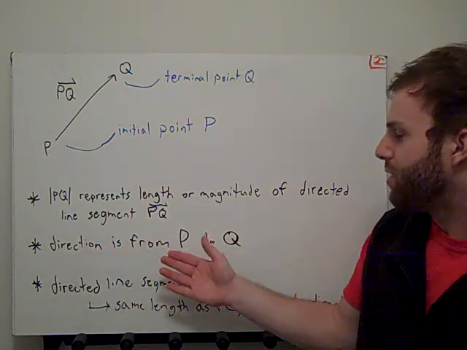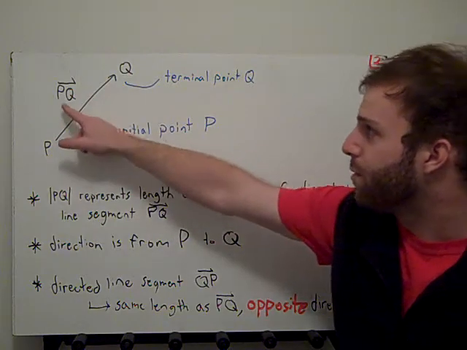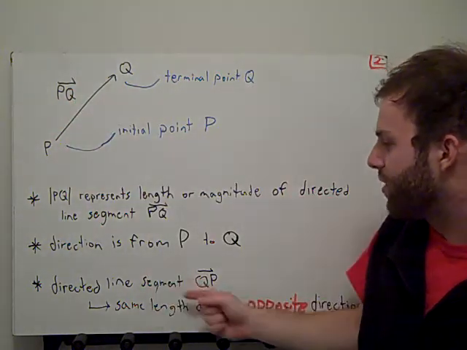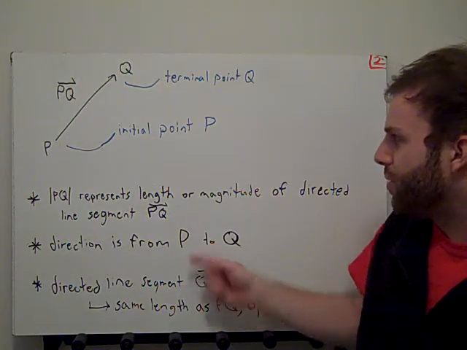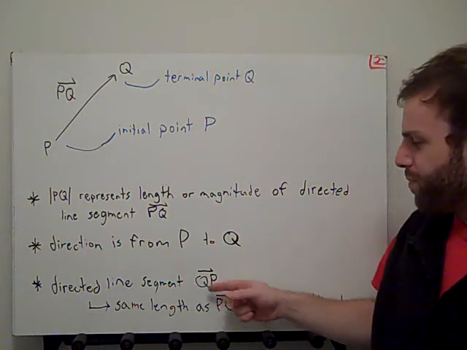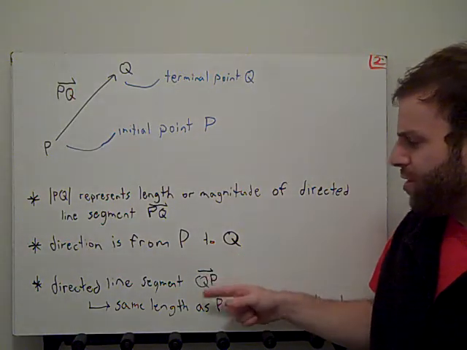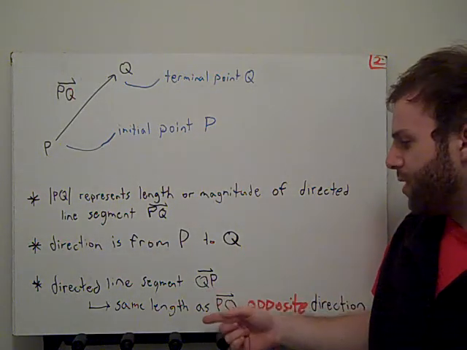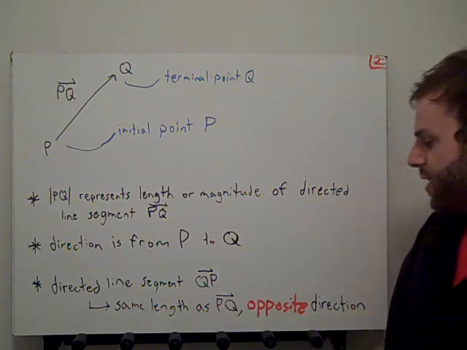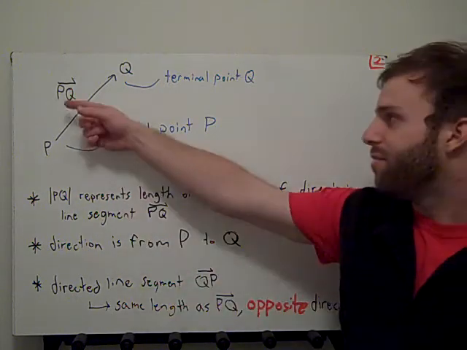And the direction is from P to Q. If you write it like that, we go from P to Q. So if you were to write it like this, QP, it would be from Q to P. And note that whether it's PQ or QP, it's still going to have the same length, but if we write it as QP, it's going to be the opposite direction of PQ.